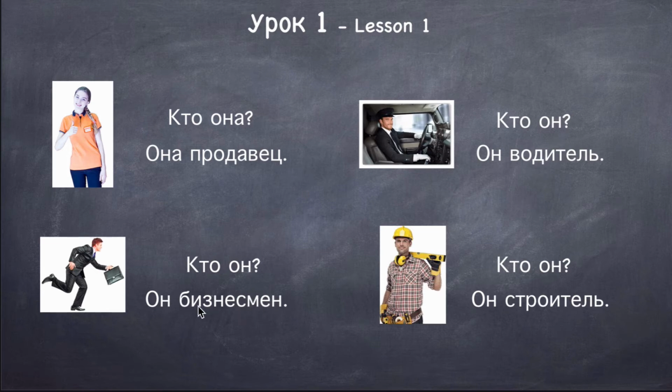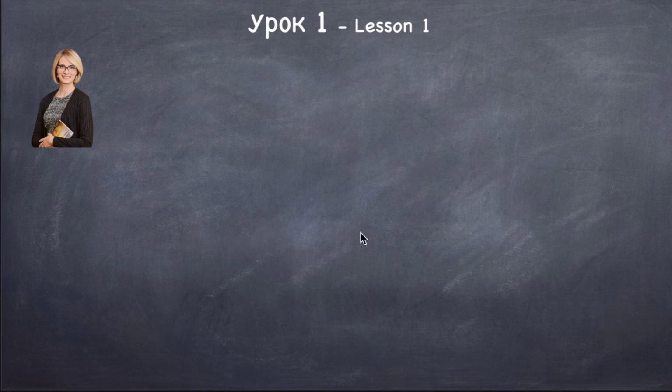Again, I'm not softening these nesmen. Businessman. Oh, here I do soften. Спортсмен. Бизнесмен. Кто он? Он водитель. Кто он? Он строитель. So let's play around with this material, and we will construct some short dialogues asking who are you, what do you do, and so on.